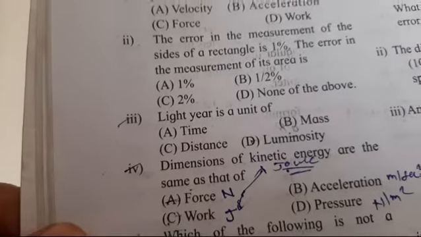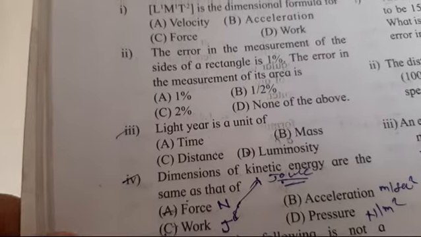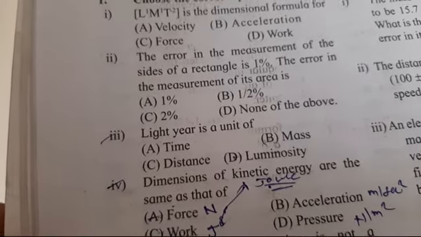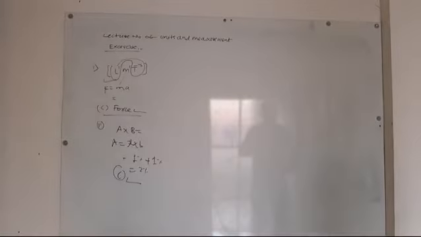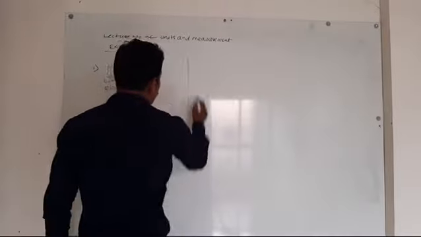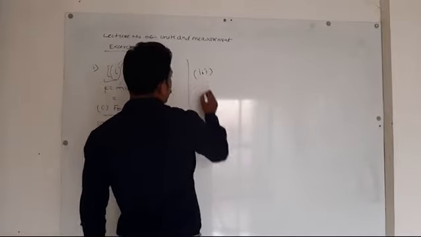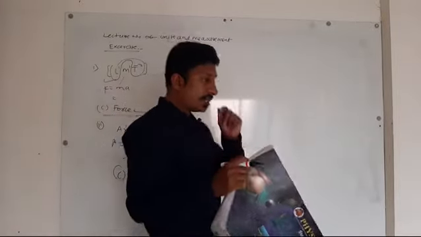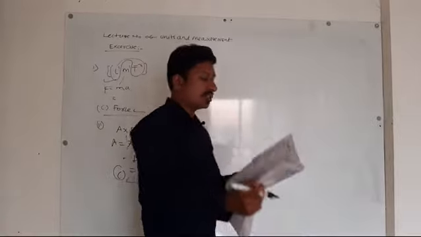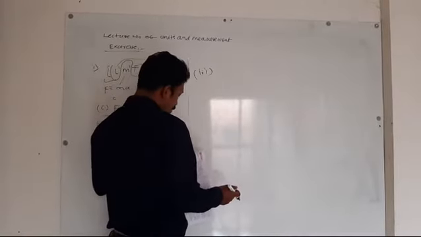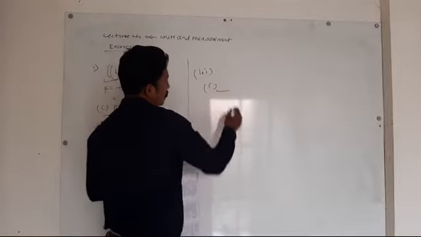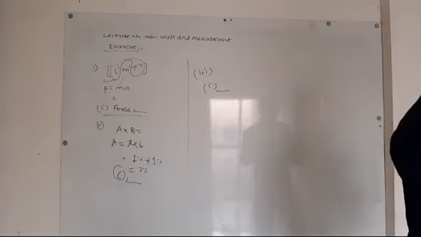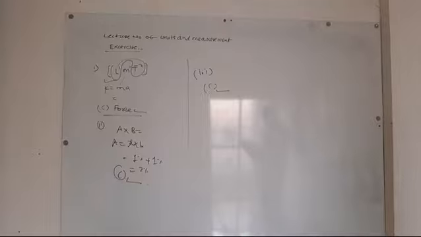Question number 3. Light year is a unit of: A. Time, B. Mass, C. Distance, D. Luminosity. Students, question number 3. Year is a unit of time, right? It is related to time. But light year is nothing but a distance. It is a unit of distance. Correct option is option number C. Light year is a unit of distance, right?